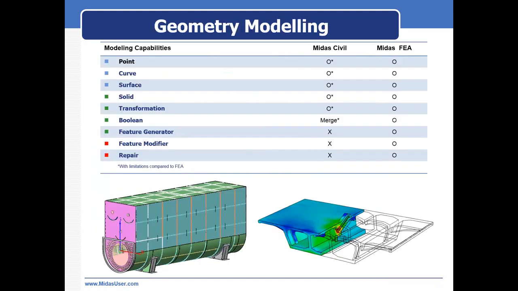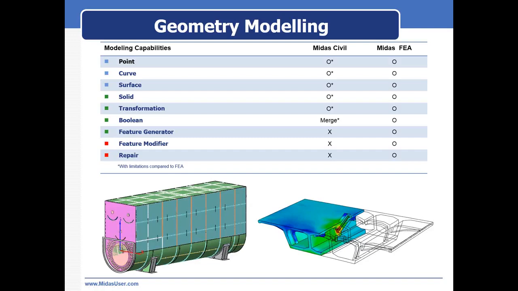Now when we talk about geometry modeling, Civil also has geometry modeling capabilities, like we can model points, curves, surface, solid, and transformation is possible. But all these come with some limitations compared to FEA, whereas FEA has some additional features like feature generator, feature modifier, and repair of geometry, which are not at all available in Civil. Using these features fully supported in FEA, we can model any sort of complex geometries that you see at the bottom very easily. I'm not going into much detail.